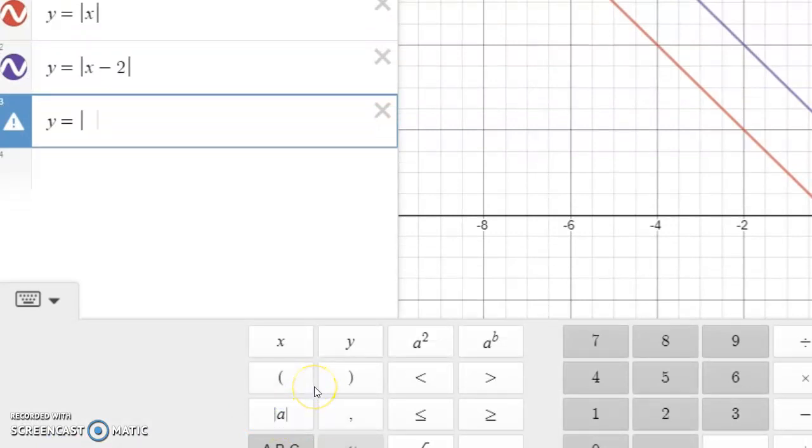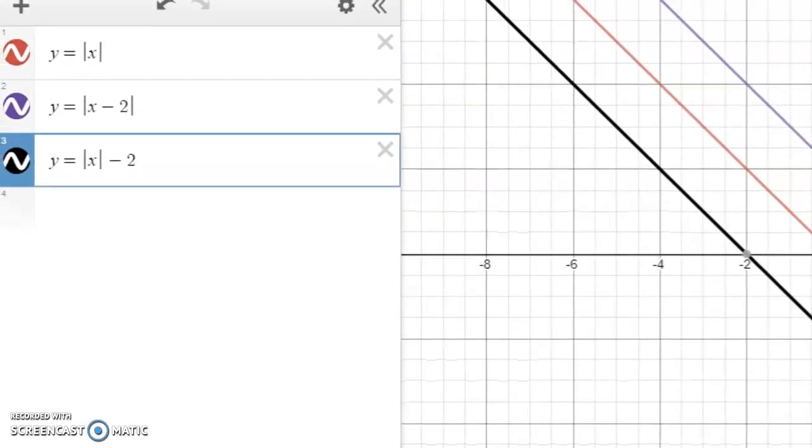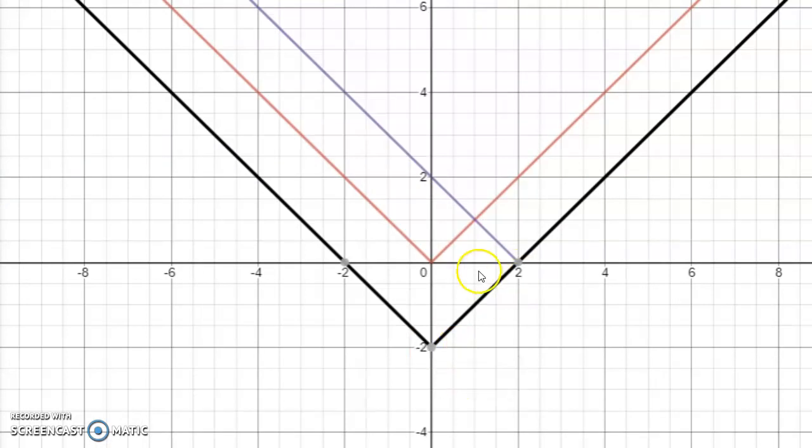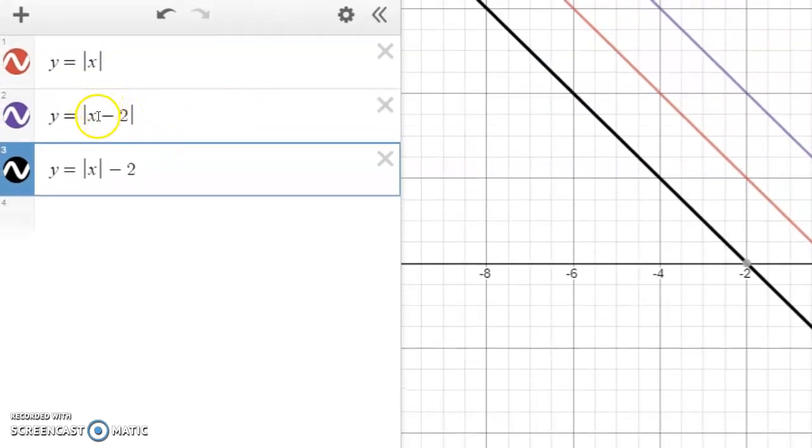Absolute value of x, and then I put the minus 2 on the outside. Here's what happens. If you've got the negative 2 on the inside, it moves right 2. If you've got it on the outside, it moves it down 2. So dealing with this always moves the opposite inside your grouping parentheses, grouping fixtures, whatever they are. Right here, it'll always move it up or down, exactly the same thing that it says.